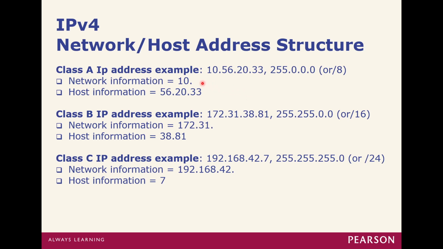So here it's a different way of looking at it. The network information is 10 because here we have class A, and the host information is these three numbers: 56, 20, and 33. When it comes to class B, as I mentioned, you have 255.255. That means the first two are network information, 172 and 31. The host information will be 38 and 81. Class C, you have 192.168.42. This is just a small network that you can have.